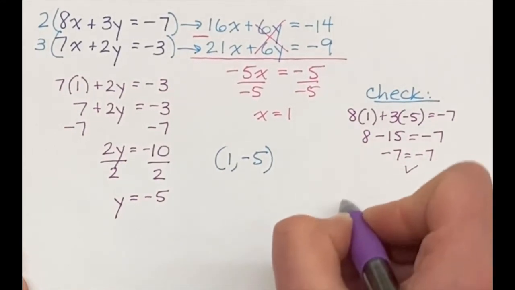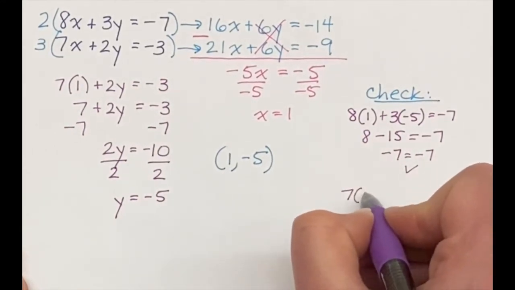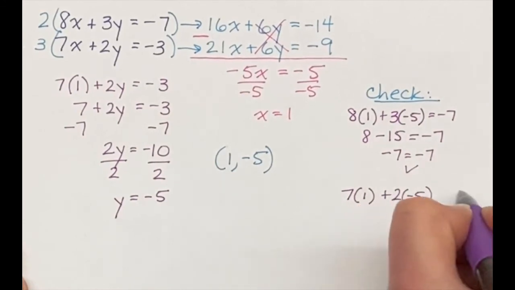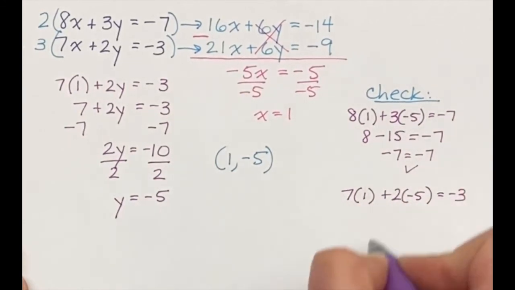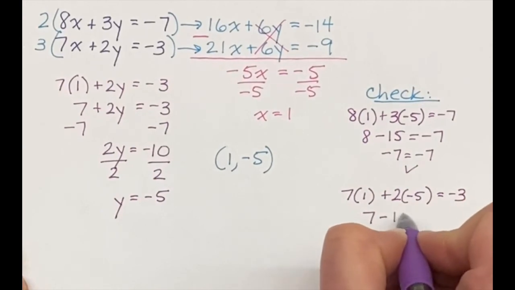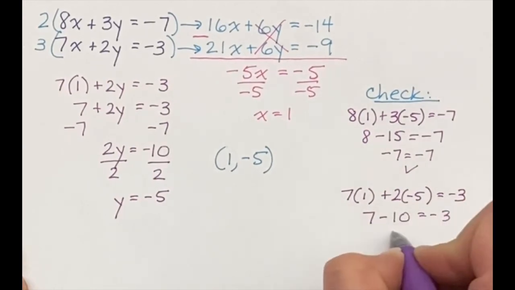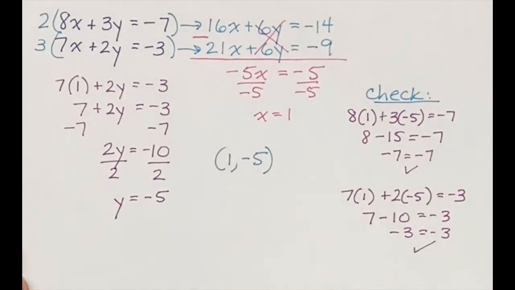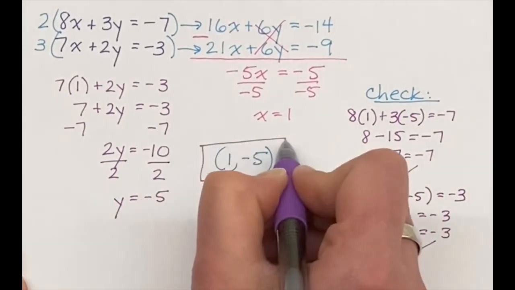All right. Second equation, 7 times 1 for x plus 2 times negative 5 for y is equal to a negative 3. So 7 minus 10 is equal to negative 3. Negative 3 is equal to negative 3. Nice, we got it. So here is our final answer.